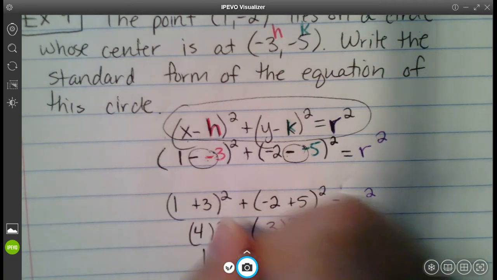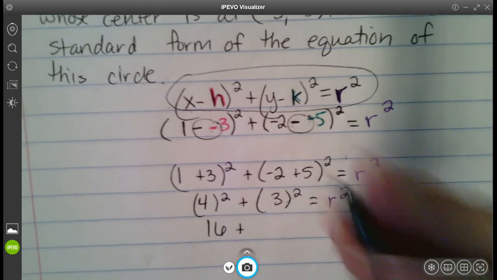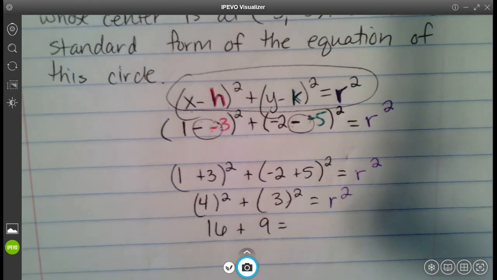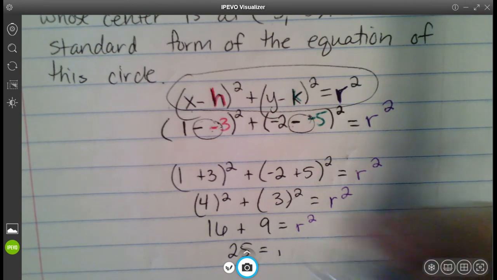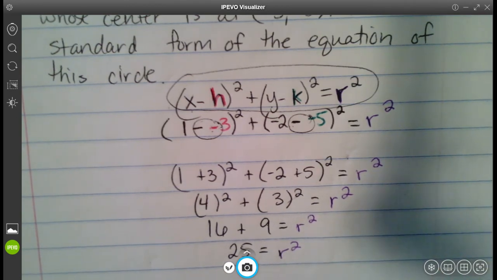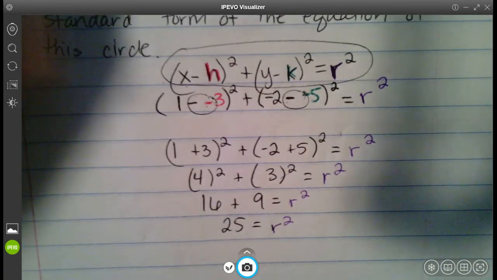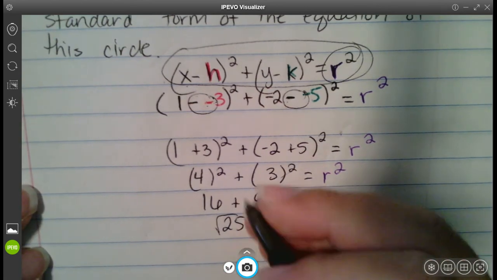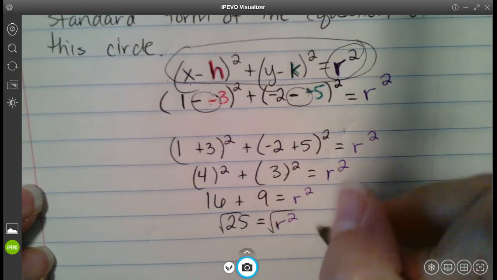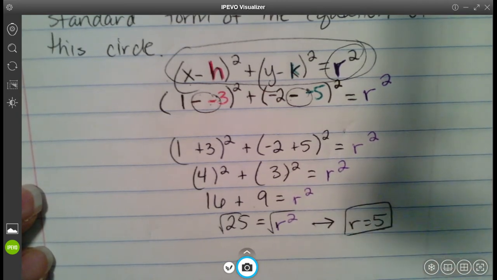4 squared is 16. I'm running out of space here. Plus 3 squared is 9. And again, that's equal to r squared. 16 plus 9 is 25. And we could actually stop here if we wanted, because the formula is asking us for r squared. But just for the heck of it, let's go ahead and calculate our r. So square root of 25 means that r is equal to 5. So our radius is 5.